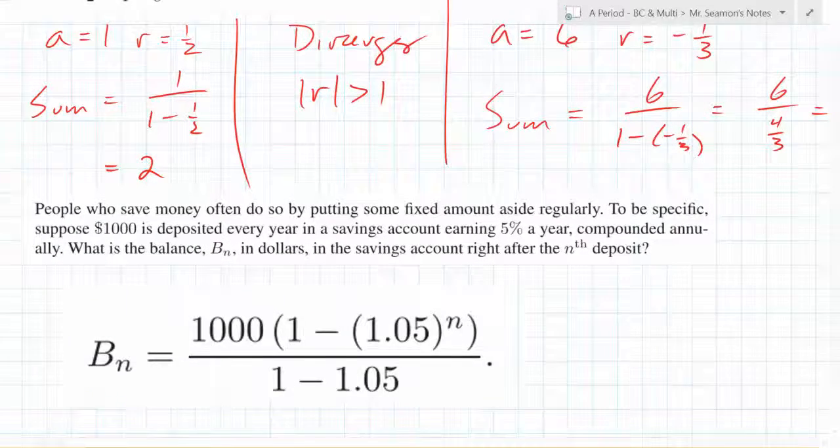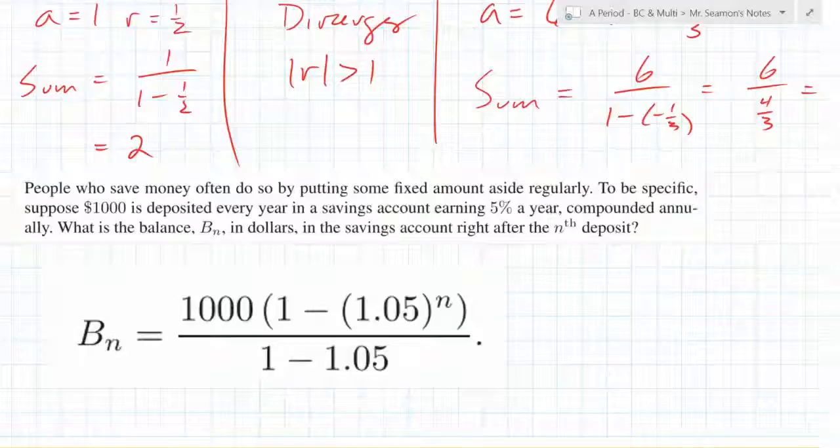Okay, so on this one right here, people who save money often do so by putting some fixed amount aside regularly. To be specific, suppose $1,000 is deposited every year in a savings account earning 5% yearly compounded annually. What is the balance BN in dollars? Now, what did I say about the formula? Are you allowed to use this geometric series formula? Sure. What's our initial value? 1,000. What's the ratio between each term? 0.05.